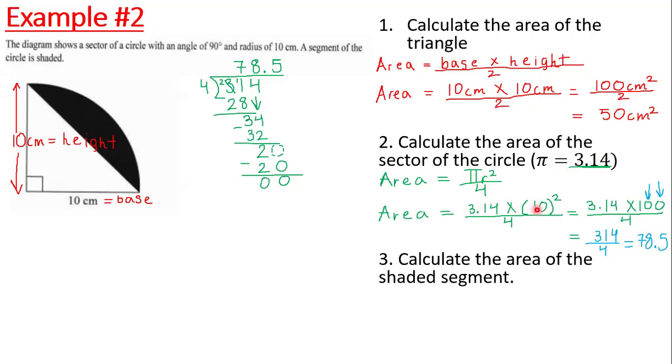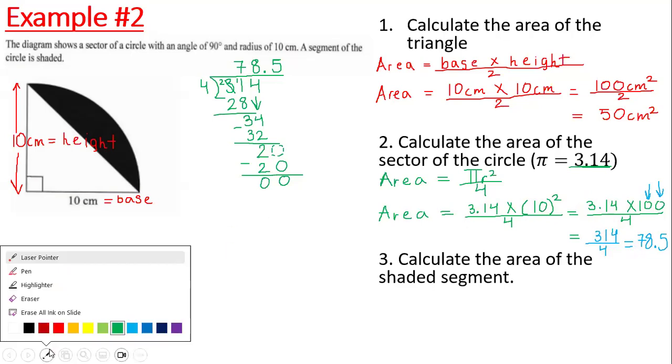The radius is 10, because it literally says that the radius is 10. And 10 squared is 100, because it's 10 times 10. But we have to multiply that by 3.14, so it's 3.14 multiplied by 100, which gives me 314 over 4. And 314 over 4 gives us 78.5. And that's how we get that, right?